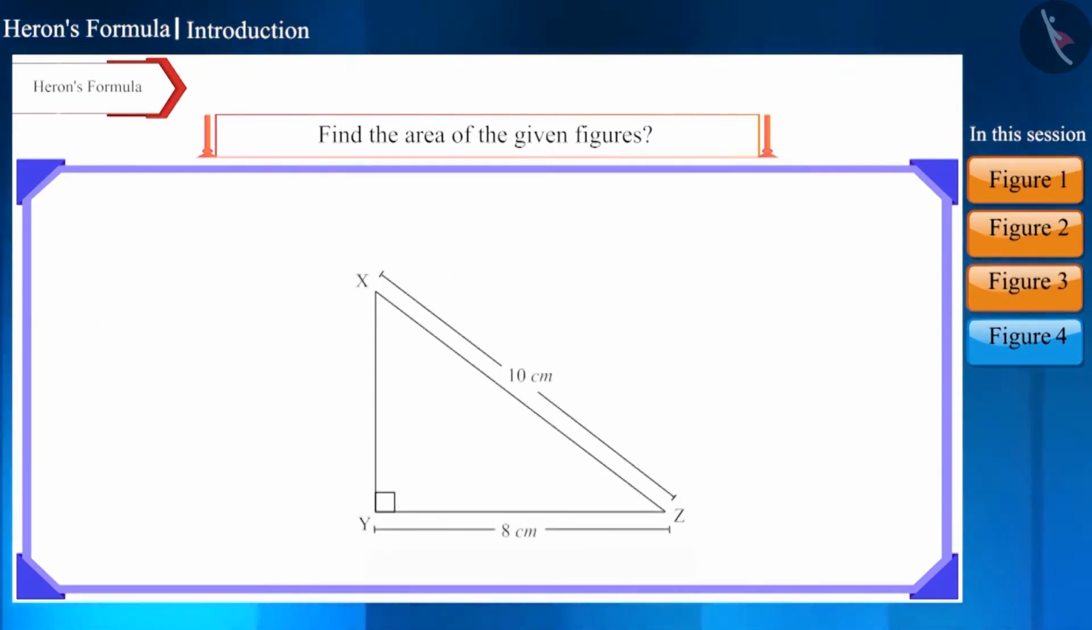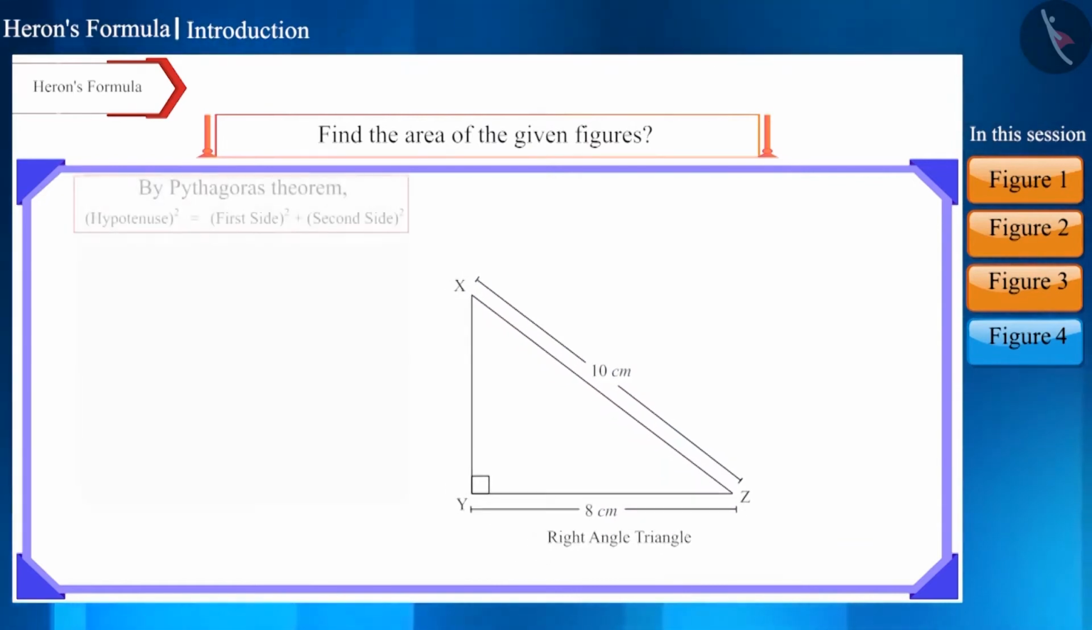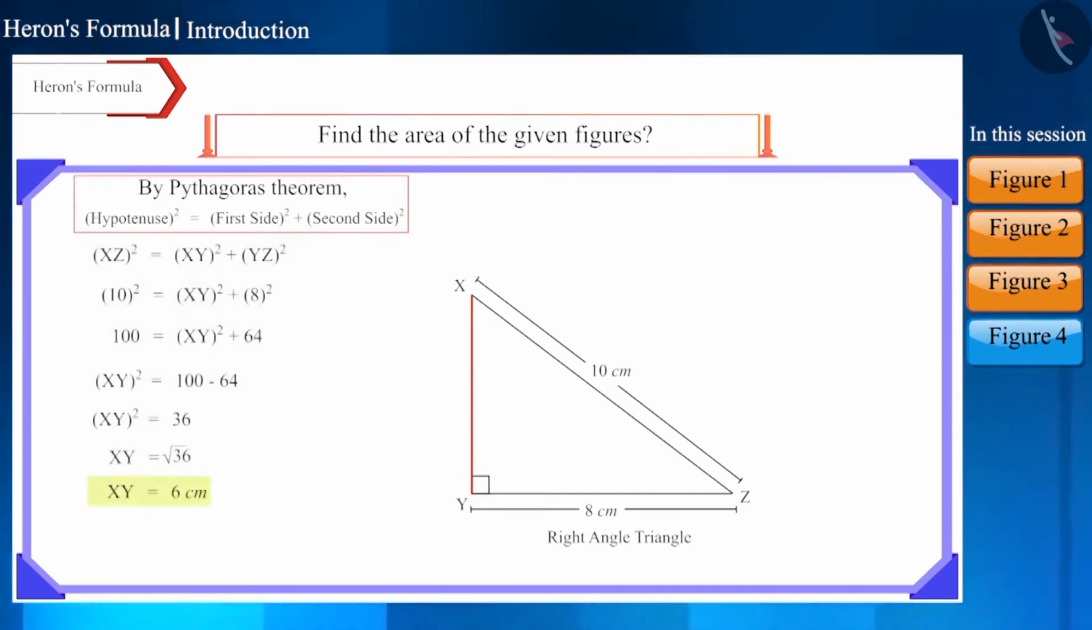Now let's move to the next triangle. This is a right angle triangle whose hypotenuse is 10 centimeters and one side is 8 centimeters. You can find the length of the third side using the Pythagoras theorem. We will get XY equal to 6 centimeters. Now we know the length of all the three sides of the triangle.